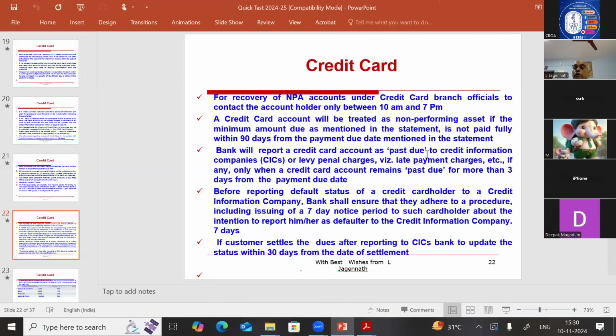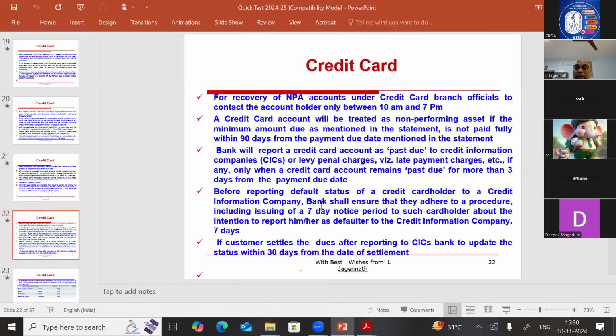So when will you report a credit card as past due to the credit information company? The bank will report a credit card account as past due, and review penal charges, etc., only when the account remains past due for more than 3 days from the payment due date. So this is the payment due date. You should not immediately report them as past due. From the payment due date, you have to wait for 3 days. Even after 3 days, if he has not paid, then you have to report this as past due to the credit information company, and also you can charge late payment charges, etc.